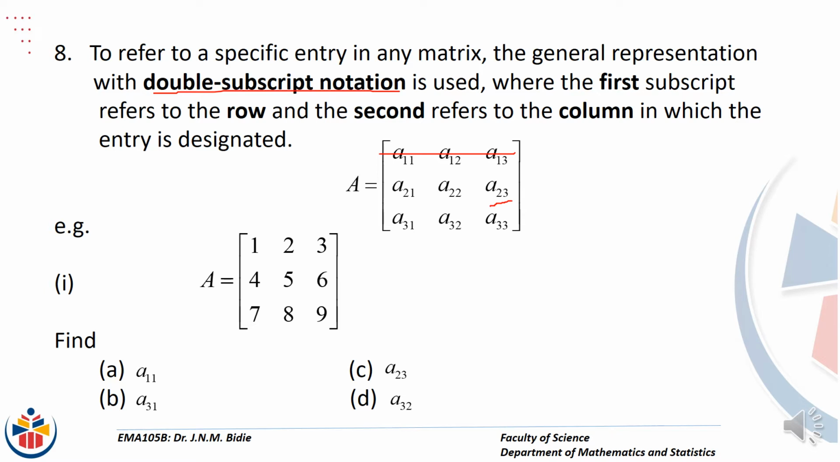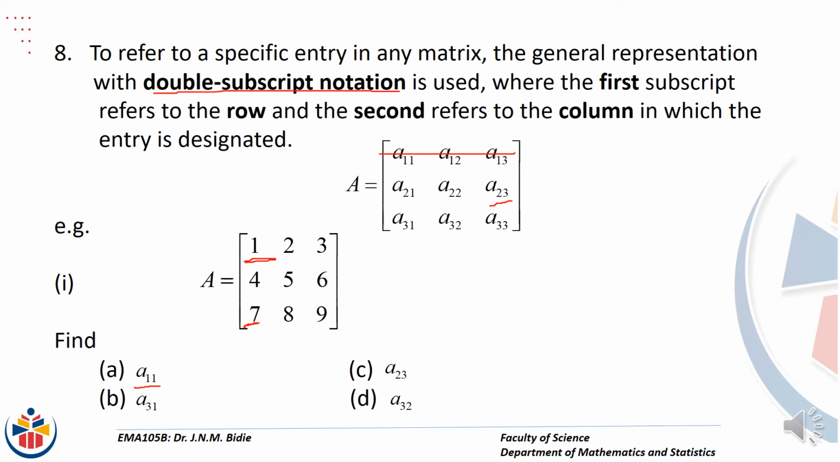Now let's look at example 1, where we were given A, which is the matrix with entries starting from 1 all the way to 9. And we're asked to find A11. A11 is the entry found in the first row, first column. So that means A11 is equal to 1. And then we go to A31. A31, that means third row, first column. So third row, first column entry is 7.